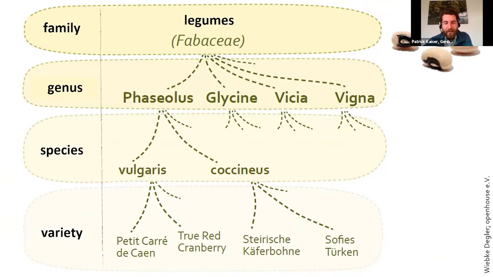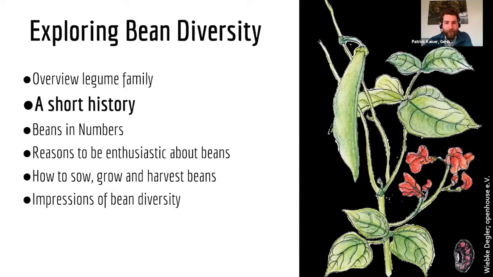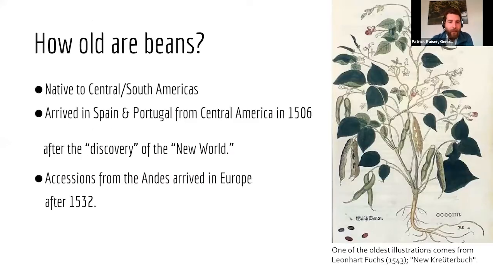So, coming to a short history of the beans. The beans, I guess many people already know, came to us only rather late. People on the global scale used them already much earlier. They originated in Central and South America, and arrived in Europe only in 1506 with the Spanish and the Portuguese discovering the New World. And in Germany, for example, we have our oldest illustrations from Leonhard Fuchs in the New Kräuterbuch from 1543.